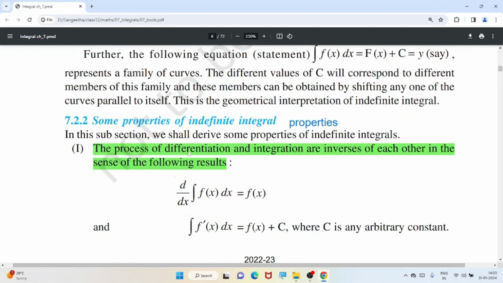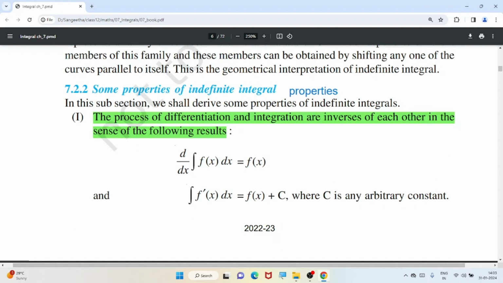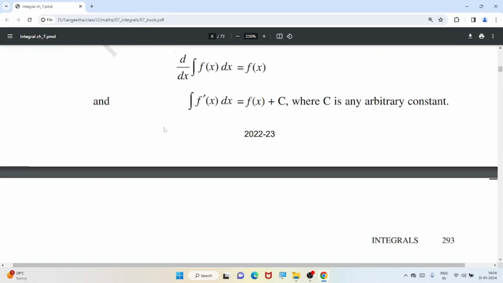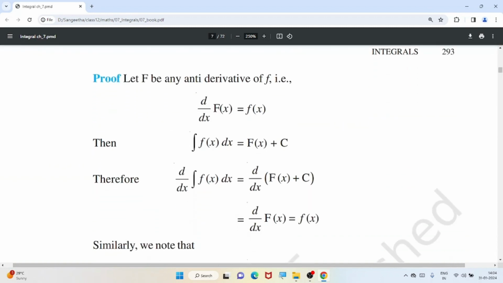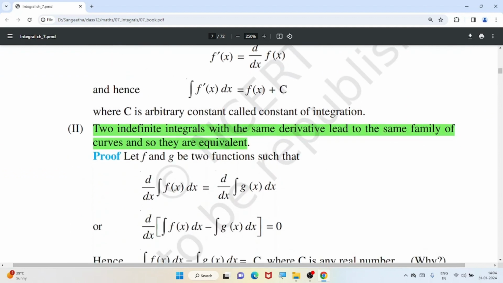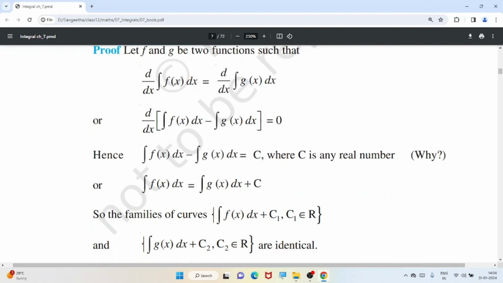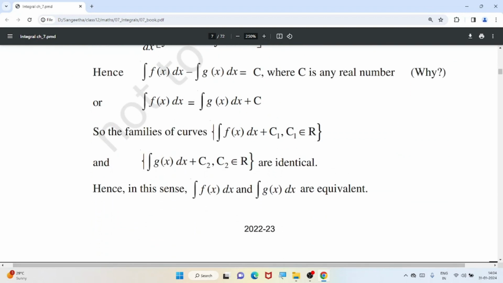Properties of the indefinite integral. The processes of differentiation and integration are inverses of each other in the sense of the following results. You can go through it, where c is the arbitrary constant. This is the proof. Two indefinite integrals with the same derivative lead to the same family of curves. Example, the parabola. C is any real number.